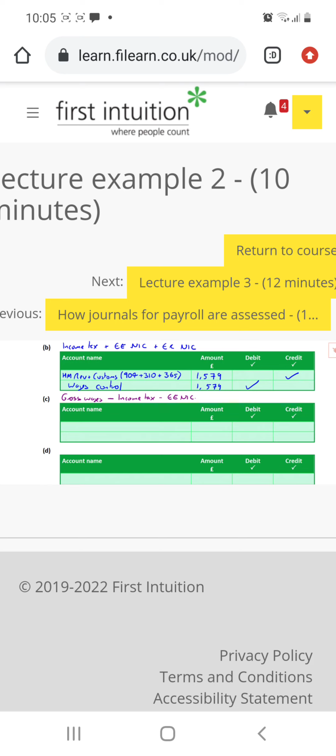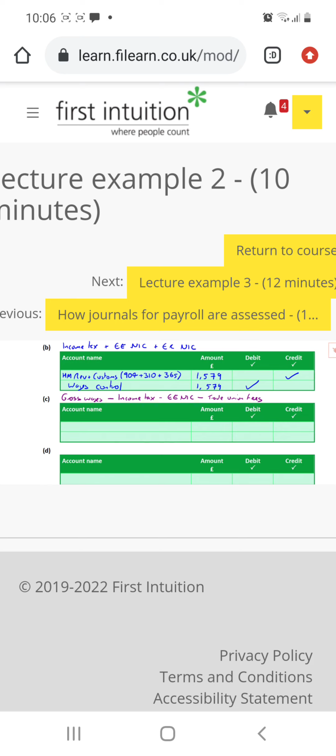The employer bit, the employer pays as an extra amount on top. The bit that the employee pays is the employee national insurance. And then any other deductions, such as pension contributions or trade union fees. So in this case, obviously we've got trade union fees. So that's what I'm doing in order to work out the amount I need to pay to my staff here.